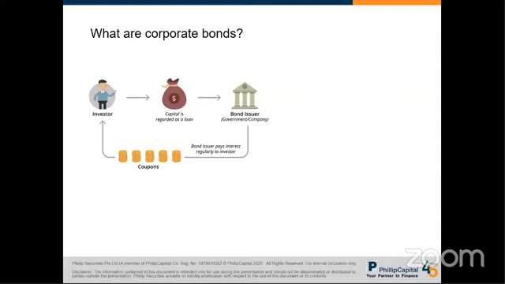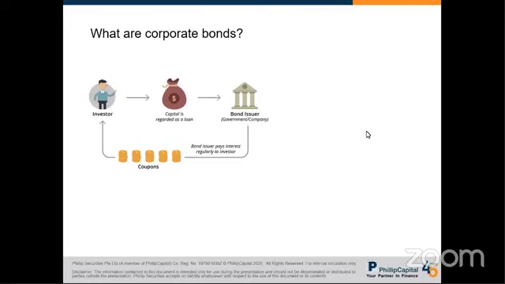Basically, they are just loans. They're investor loans, their money to a corporation. That's why it's called a corporate bond. So when you lend the money to a corporation, they'll pay you interest on your loan, and then they'll promise to pay back your loan principal at the end at the maturity date.